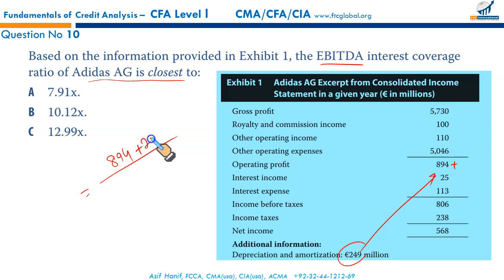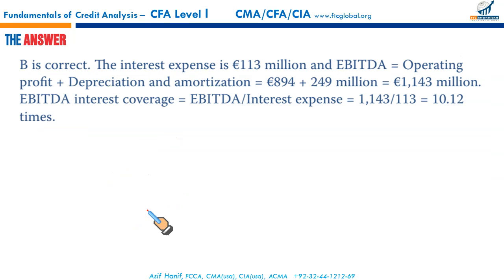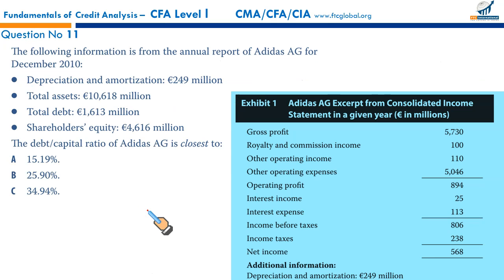So 249, upon the interest charge, which is 113. Simplifying this will give you 10.12 times. That's the interest coverage using EBITDA. So that makes B the correct option.